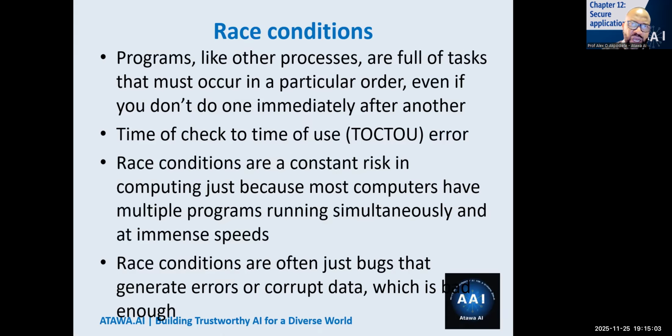So you also have what I call race conditions. Programs have jobs to do or tasks to do, and they usually have to do them in a particular order, like a dependency.